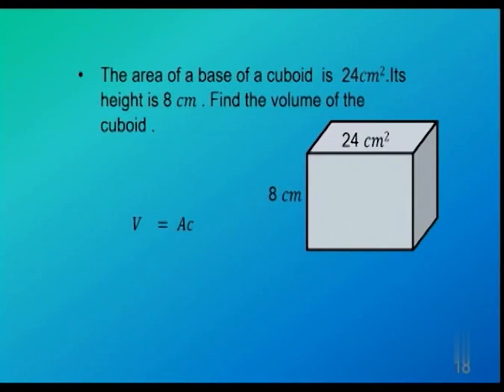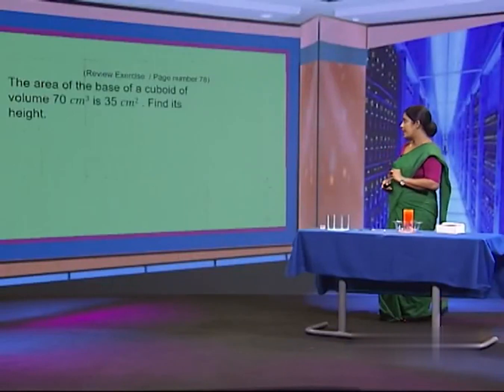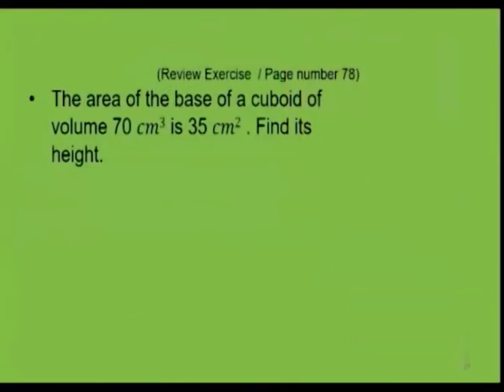Let's substitute the values. A is 24 square centimeters and C is 8 centimeters. 24 times 8 is 192 cubic centimeters. So, volume of this cuboid is 192 cubic centimeters. Okay, this is the second question. I got this question from review exercise, page number 78. The area of the base of a cuboid of volume 70 cubic centimeters is 35 square centimeters. Find its height.